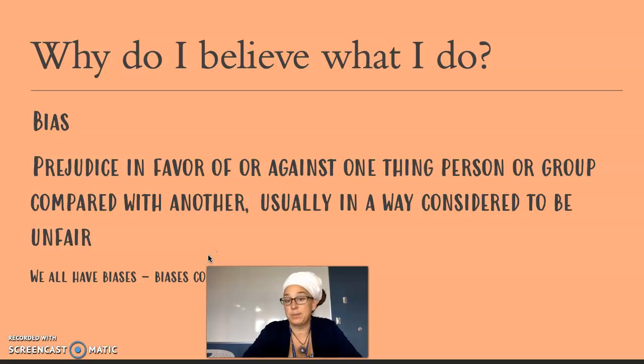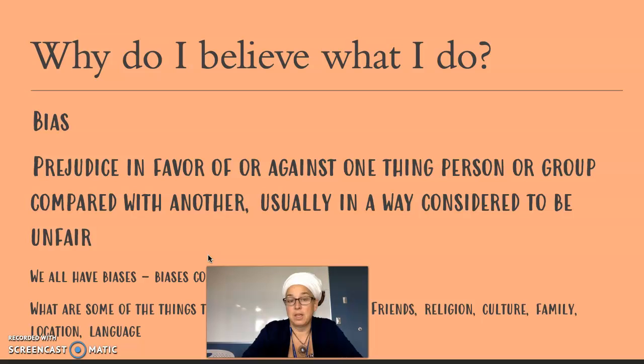And biases come from different places. So what I want you to think about is, what are things that would impact your bias? Friends, they may say, oh, these kind of people are this way. Or religion may paint other religions a certain way. Culture, family, where you're located, if you live in the southern hemisphere or the northern hemisphere, you have different perceptions of cold and heat. And you have language. You may have biases in that degree.